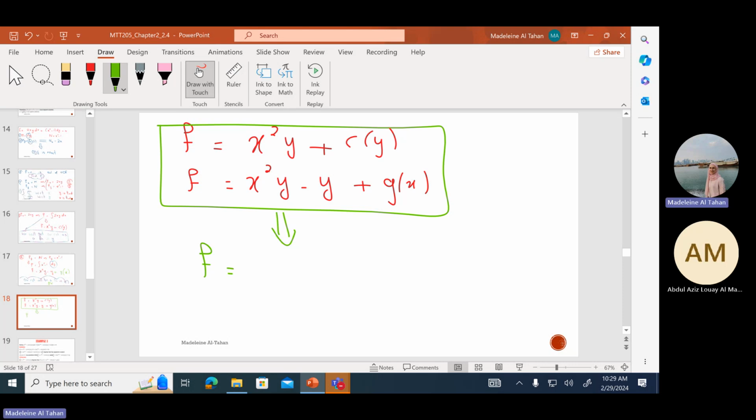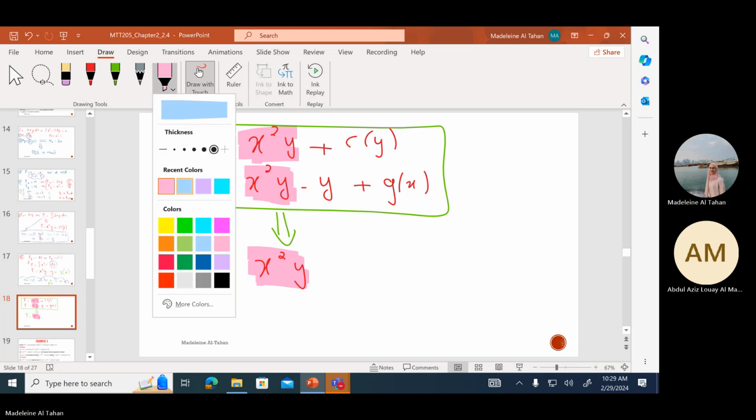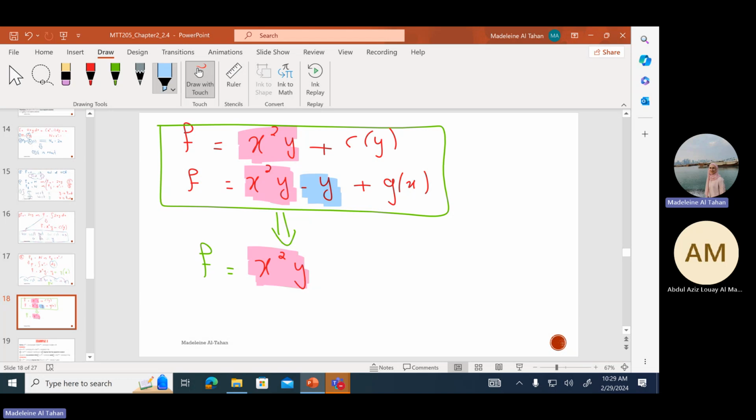The common things. What's the common here? x squared y. So the common, we write it once only. What are the non-commons? Minus y plus g. Here, do we have anything that's non-common other than c of y or g of x? So these ones will be considered in F. We just write it in this way.